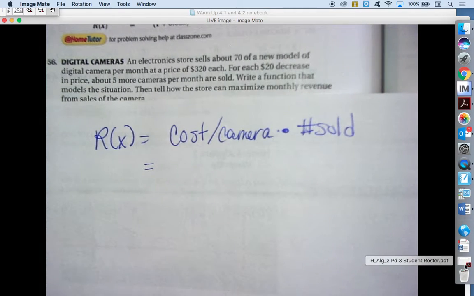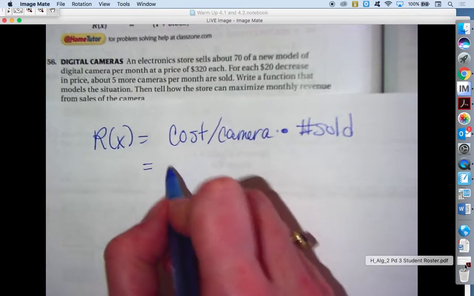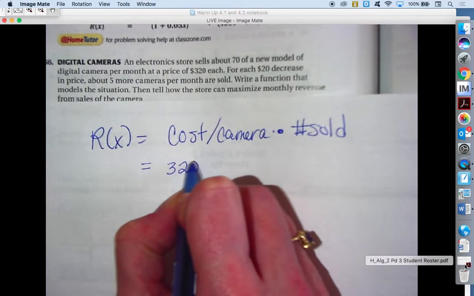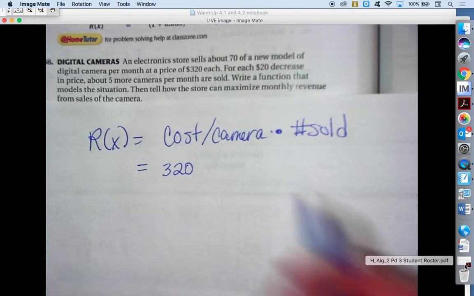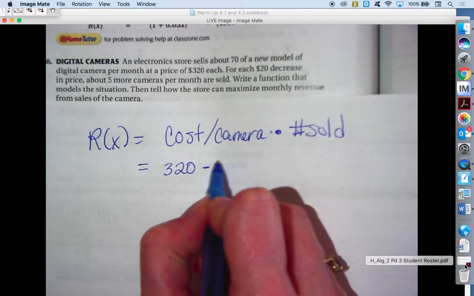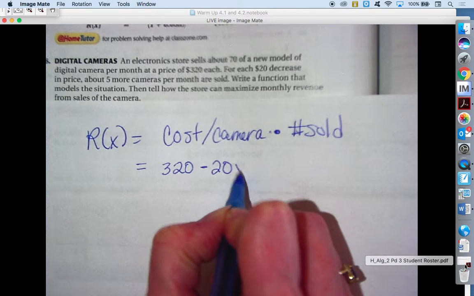So if we start off with the cost, how much does a camera cost us, Emma? $320. And what is our goal? What are we doing with the $320, Emma? We're trying to decrease it by 20 something. By 20 something.